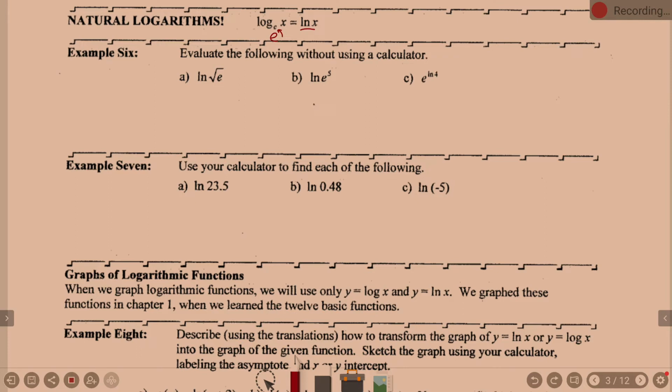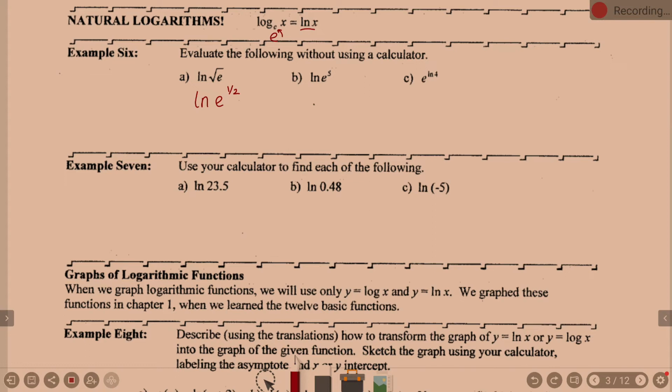So what do you know about natural log of square root of E? It's natural log of e to the 1/2 power. Okay, so first of all, the square root of E can be rewritten as E to the 1/2. So natural log of E to the 1/2. What is that equivalent to? 1/2. Why?